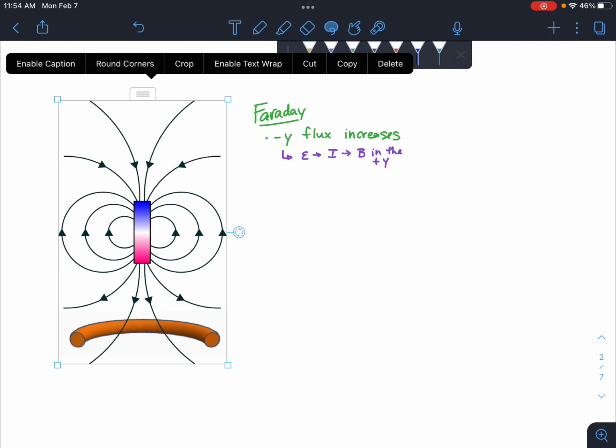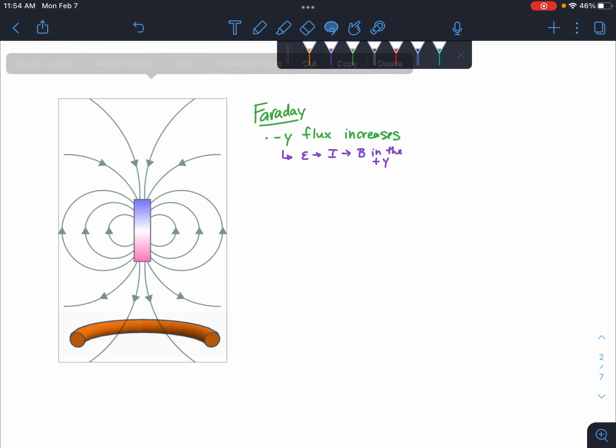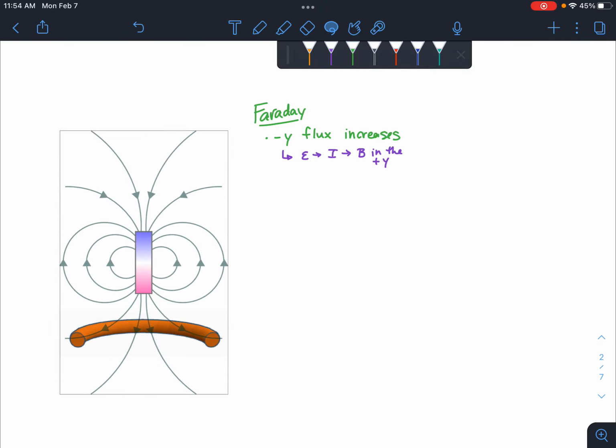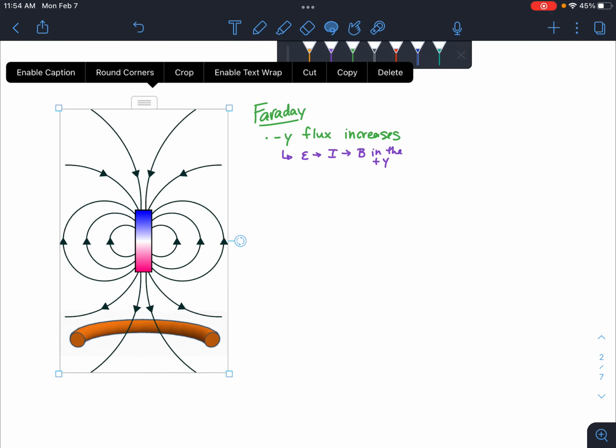Okay? Flux itself is not a vector quantity, but the field lines that are going in the negative y direction are increasing. So that means that according to Faraday's law, and Lenz's law, Faraday's law says how quickly that's happening should produce an EMF. The EMF is proportional to how quickly the flux is changing. Lenz's law says that it should be in the opposite direction. What is the opposite direction to down? Negative y? That would be in the positive y.